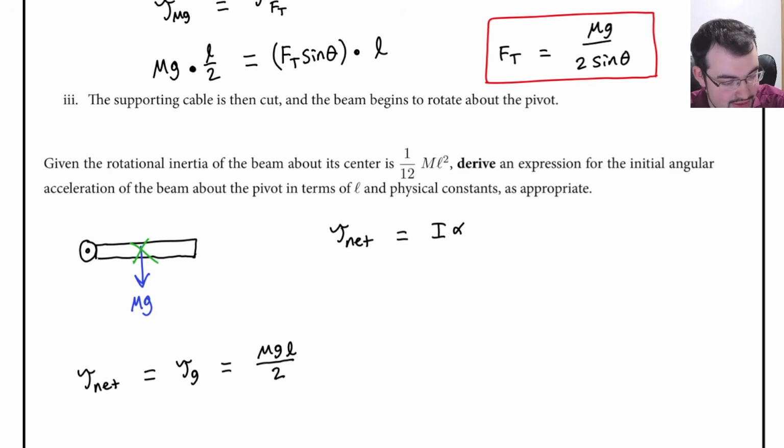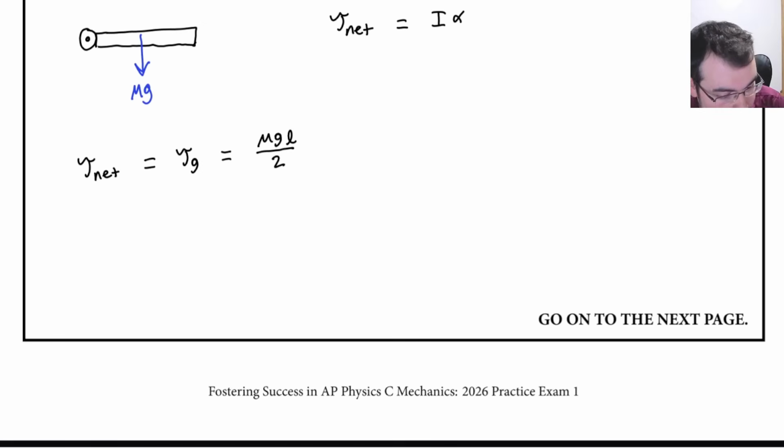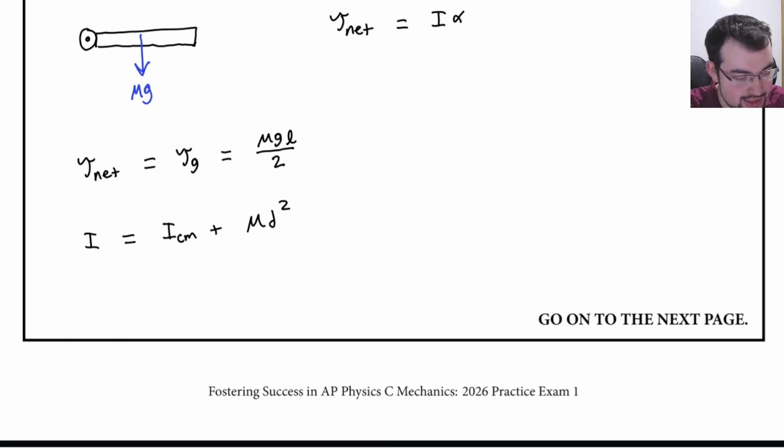But we can't just substitute in this quantity for rotational inertia I, because that's giving us the rotational inertia about the center, and that's not the point it's rotating about. So anytime you're given the wrong moment of inertia, that's telling you it's parallel axis theorem. So we know that I is equal to I at the center of mass plus md squared, where d is the distance from the center.